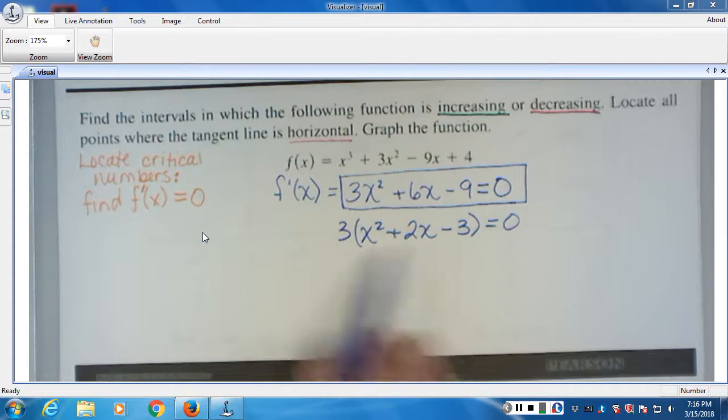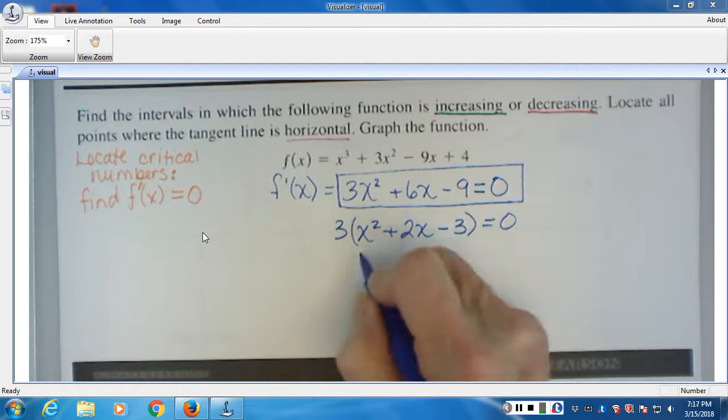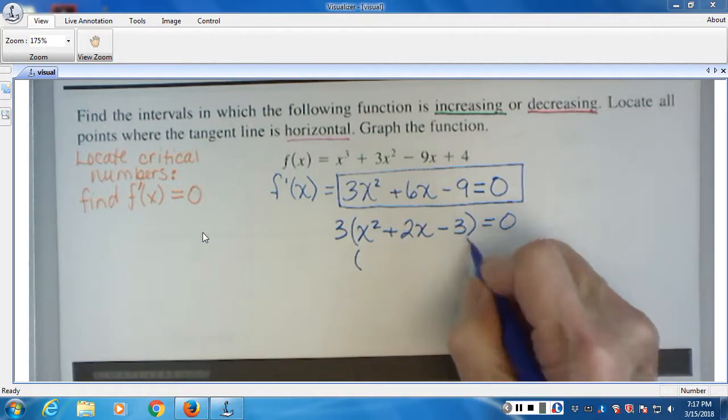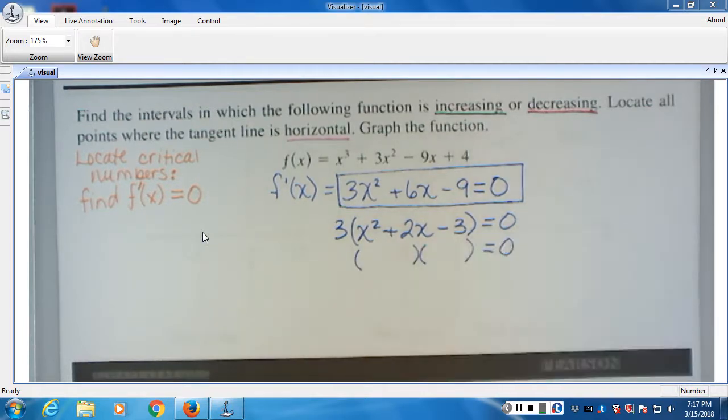So there's a pair of factors, and for sure 3 is not equal to 0. So it must be the rest of that stuff that would be equal to 0. So if this is equal to 0, if it factors, it might have 2 factors, and one or both of those would be 0.